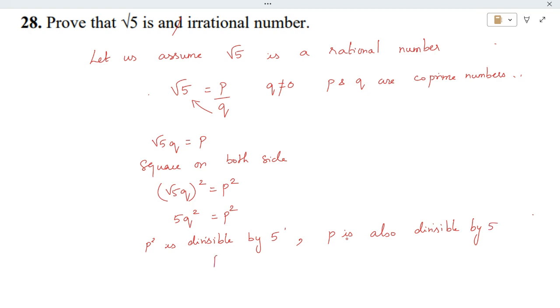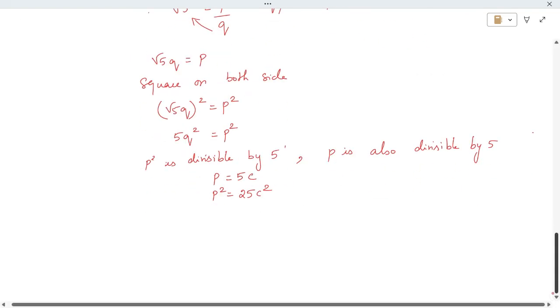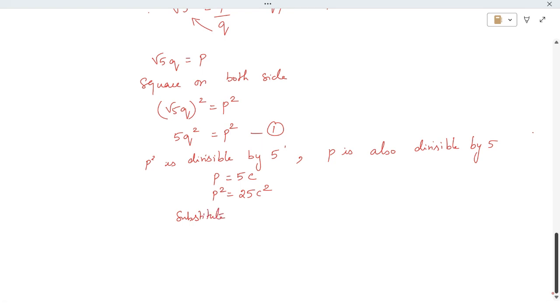So I can express p as 5c. Okay, so p square is equal to, because I have to substitute in terms of p square, so p square is 25c square. Okay, now take this as equation 1. So substitute p square in equation 1. So we will get 5q square is equal to 25c square. Isn't it? So again, if I just cancel 5 on both sides, you will get q square is equal to 5c square. So now I know q square is divisible by 5, isn't it?